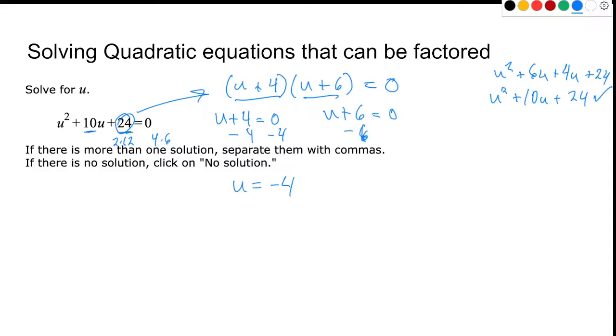Minus 6, and again, we do it to both sides. u equals negative 6. There's our two solutions. Separate them with commas. When you get into ALEC, sometimes they'll want you to separate them as just negative 4, comma, negative 6. Sometimes you just look at the context of what they're asking. They may want u equals, or they may provide that. But just work with the system on how to go through that.